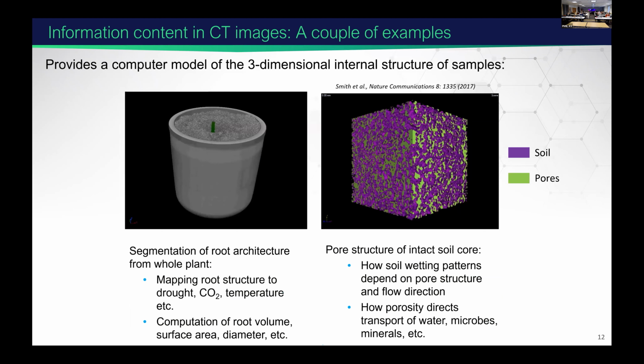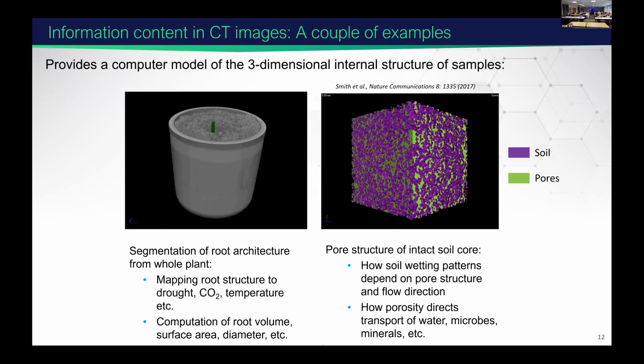So let's talk a little bit about the type of information that CT can provide. As I mentioned, CT provides a computer model in 3D space of the internal structure of the samples. You can look at CT as basically a 3D map of linear attenuation coefficients, where every voxel is registered to that location of the sample, and the measured intensity is related to the X-ray absorption in that location of the component of the sample.